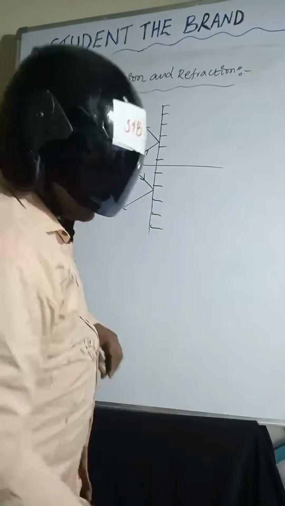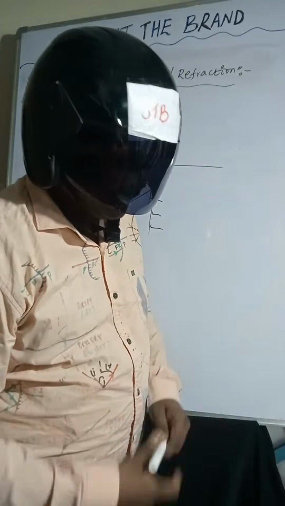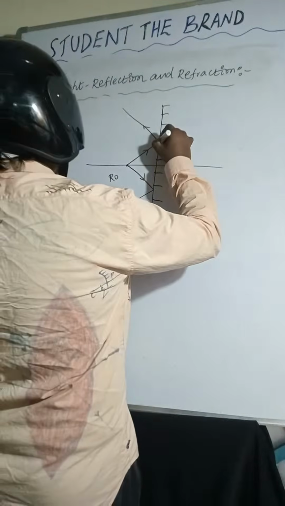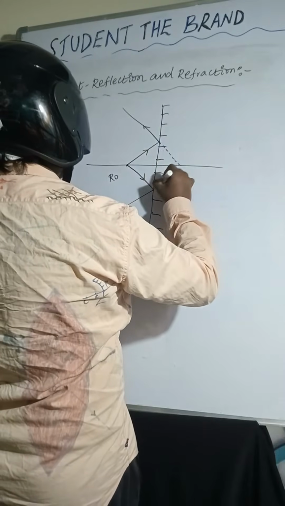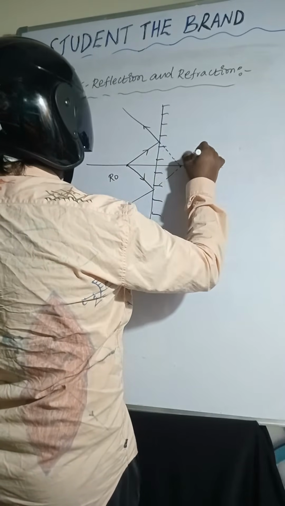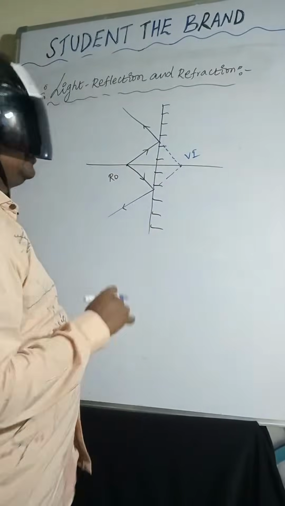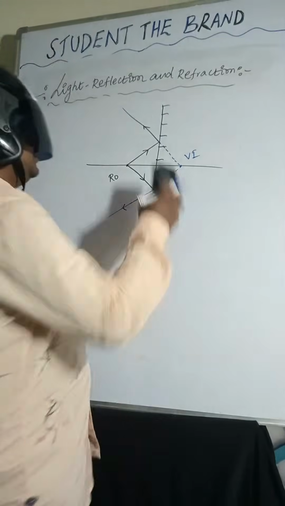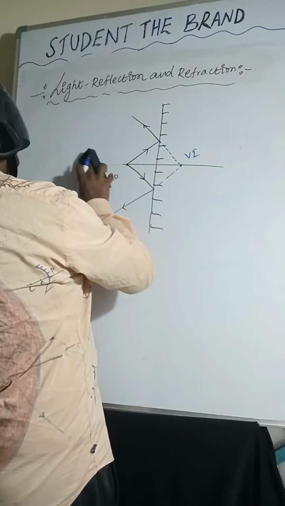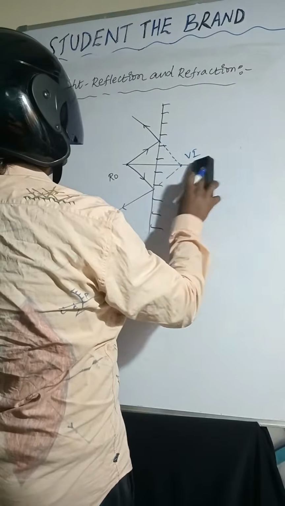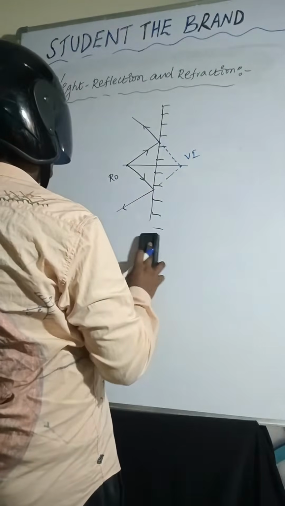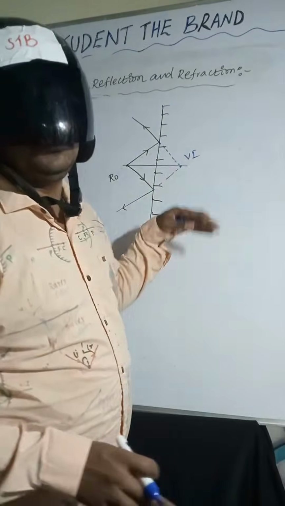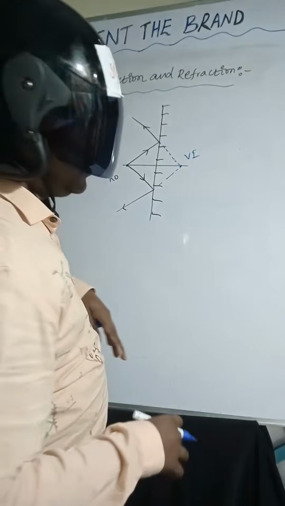If we extend those light rays, they meet at one point here. So this is a real object and a virtual image.